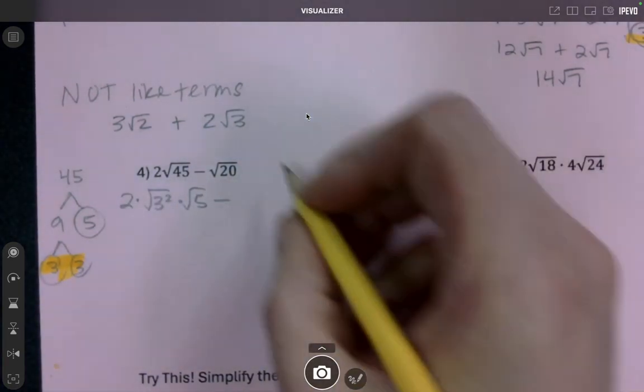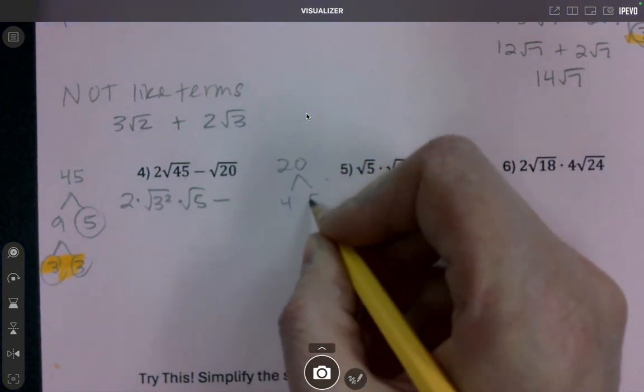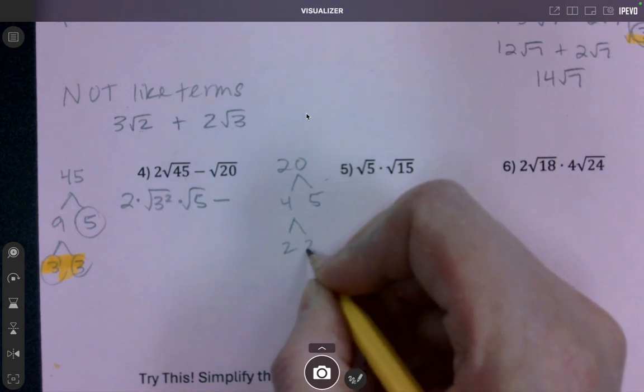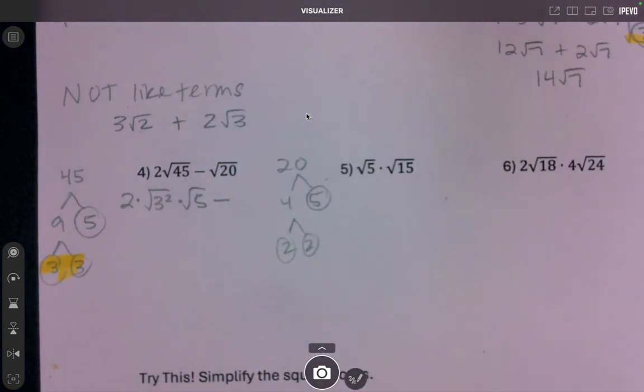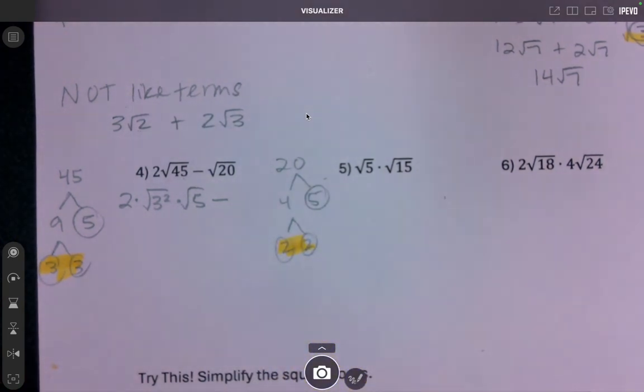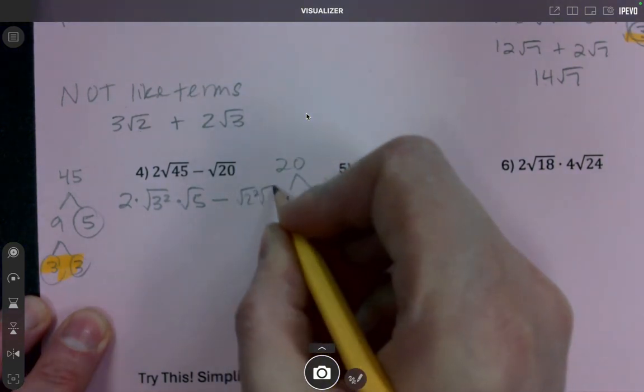going to break up 20. So let's see, 20 is going to be 4 times 5, and 4 is 2 times 2. So 2 times 2 times 5 makes 20. And again, we've got that pair of 2's. Okay, so square root of 2 squared, square root of 5.